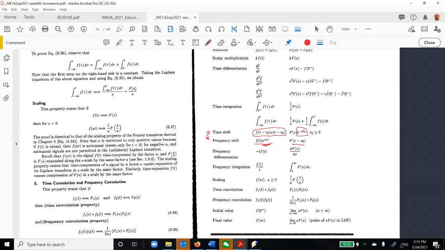This is like an exponentially weighted function, then you will have a corresponding Laplace transformation pair. Remember, f and F is a Laplace transformation pair, okay? So what we are talking about, F of s is 1 over s, okay?